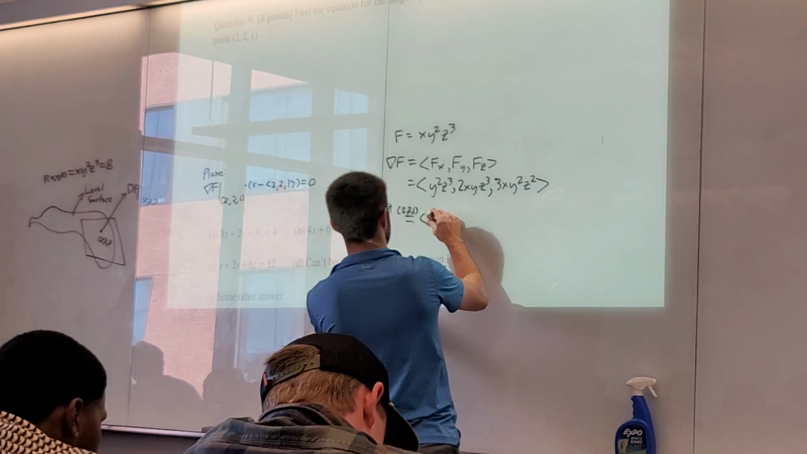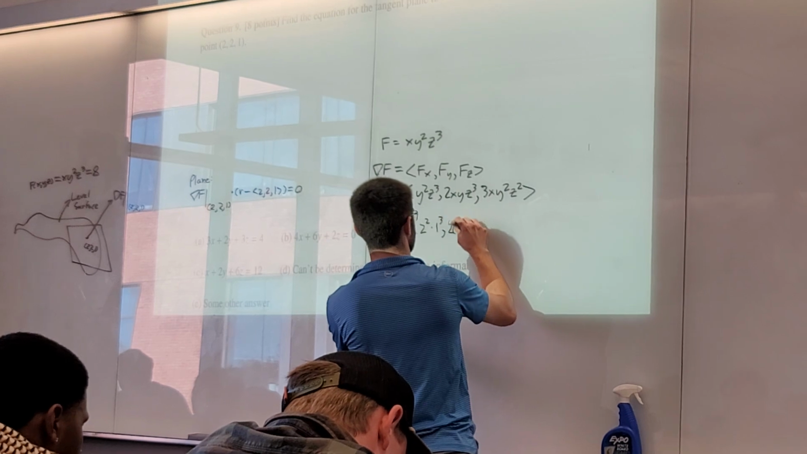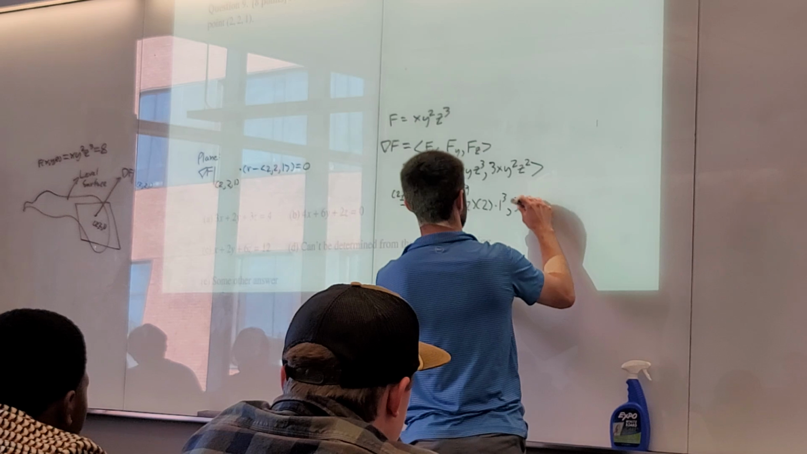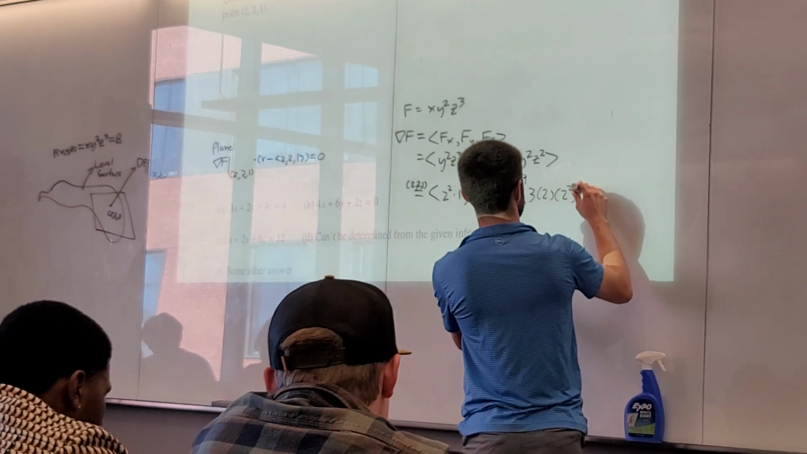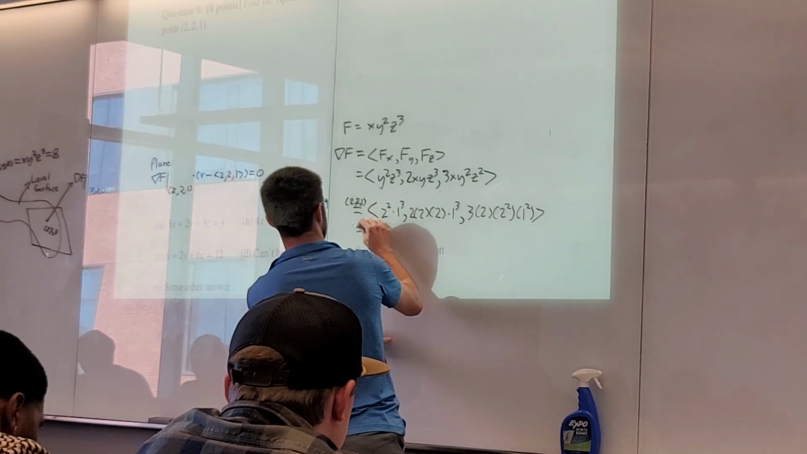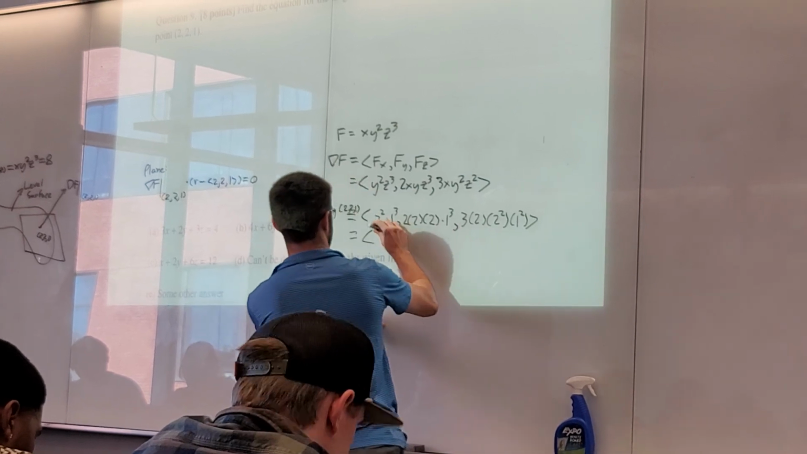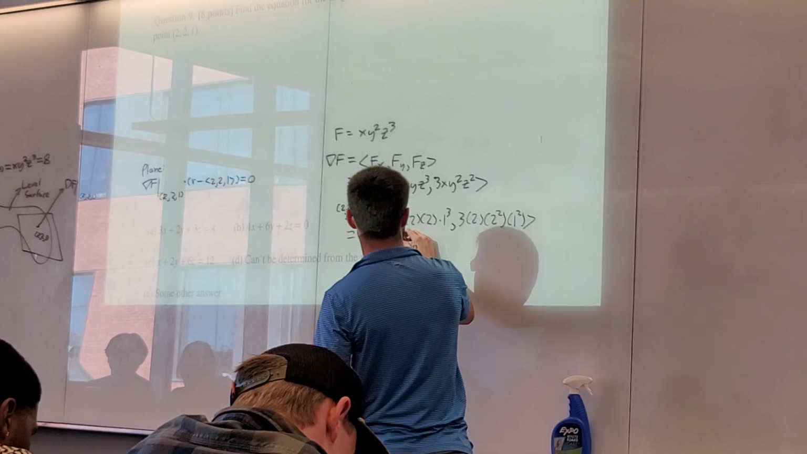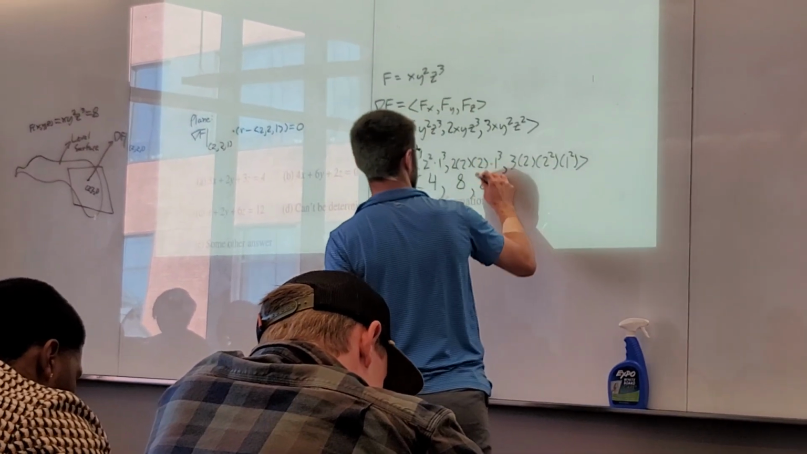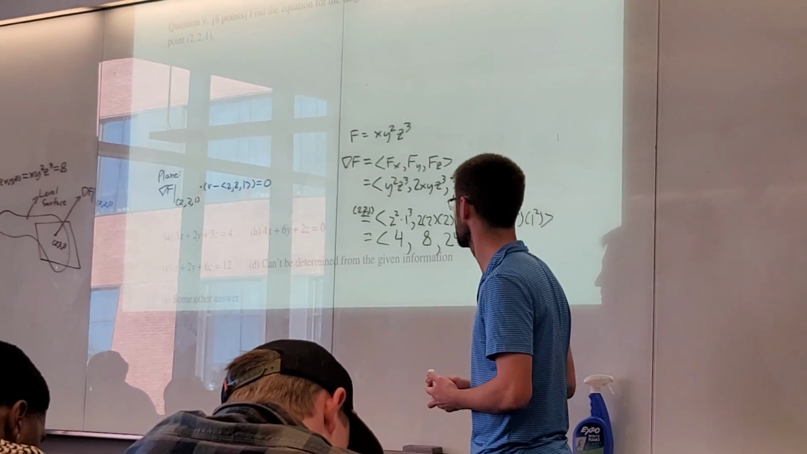So at (2, 2, 1) we'll have 2 squared times 1 cubed, then 2 times 2 times 1 cubed, and then 3 times 2 times 2 squared times 1 squared. So we just have to simplify this. So this will be 4. And then we'll have 8. And then for the last one, we'll have a really big number, 24. Okay, so we found the normal vector, so we can plug that in.